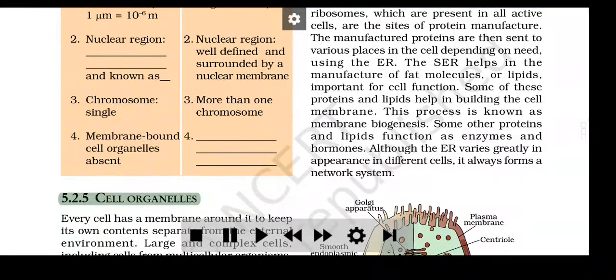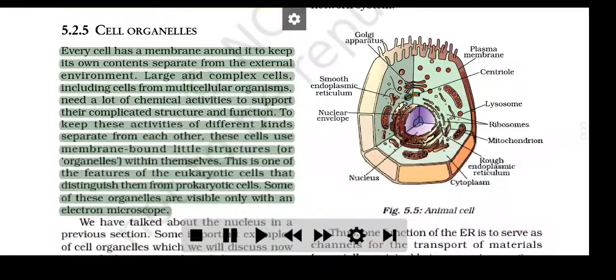5.2.5 Cell organelles. Every cell has a membrane around it to keep its own contents separate from the external environment. Large and complex cells, including cells from multicellular organisms, need a lot of chemical activities to support their complicated structure and function. To keep these activities of different kinds separate from each other, these cells use membrane-bound little structures, or organelles, within themselves. This is one of the features of the eukaryotic cells that distinguish them from prokaryotic cells.